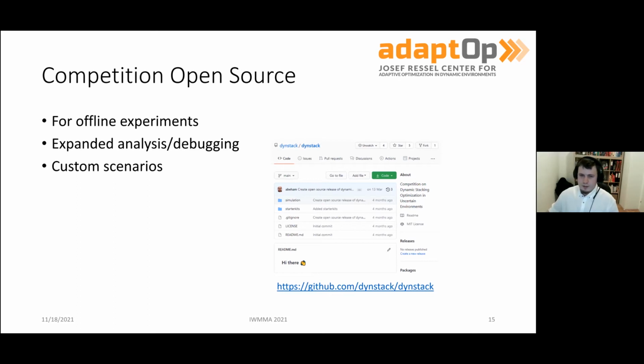If you don't want to participate and think, I don't care what the guys in Upper Austria are doing, you can simply just take our code and maybe move from a dynamic stacking operation to any other dynamic optimization problem that you want using our software architecture.